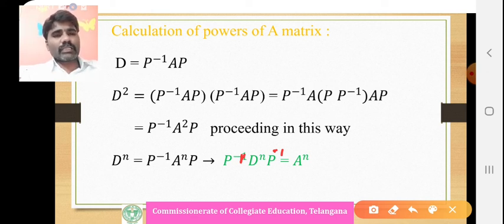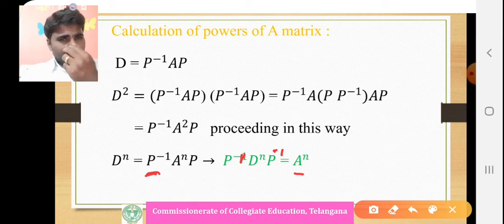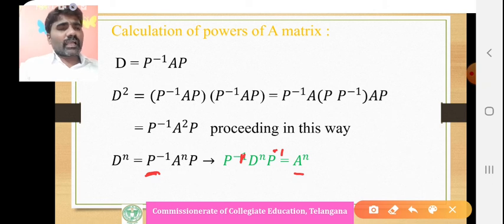Here it is P, that's why we pre-multiply by P, and here it is P inverse, that's why we post-multiply by P inverse. Then this P inverse and this P will be cancelled, it will be only A power n, and the left-hand side is P into D power n into P inverse, which equals A power n. Like that we calculate any power of the given matrix.